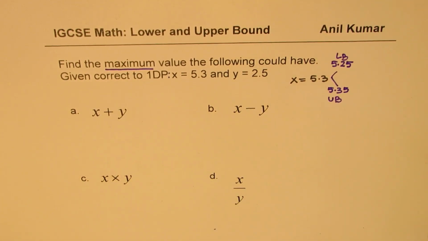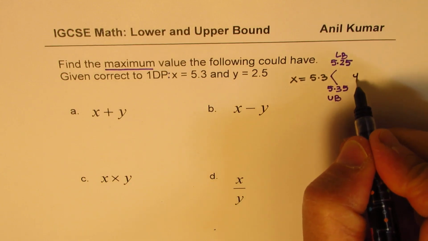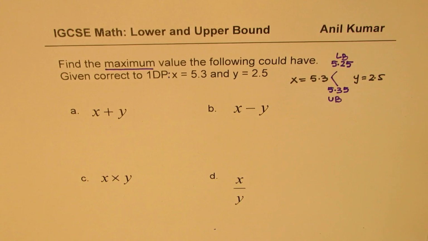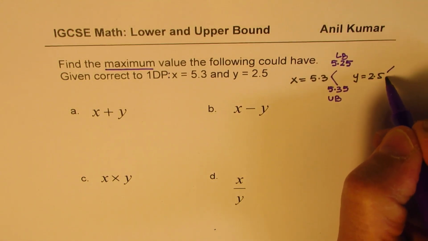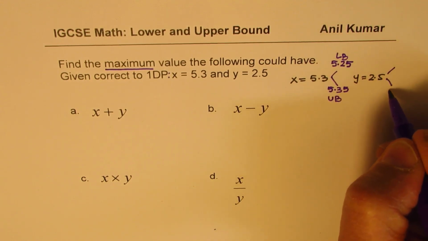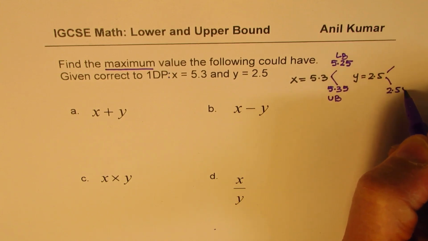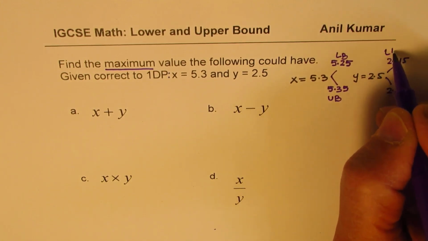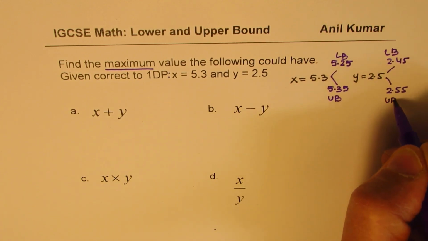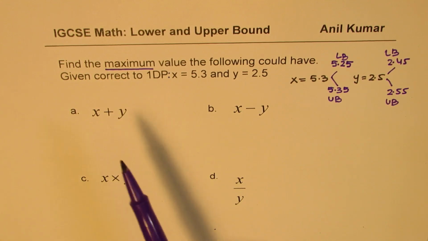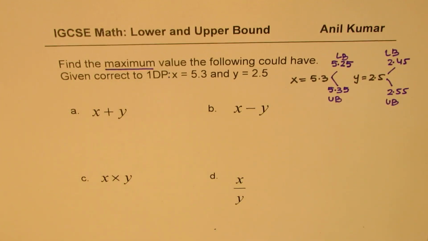Now let's also do for y, which is equal to 2.5. So for y, the values could be what? For y, the values could be, again, one decimal place. So if I add 0.05 to it, I get the upper bound 2.55 and the lower bound of 2.45, right? So that is the lower bound and this is the upper bound. So these are the values with which we can work to figure out the maximum possible value, correct?